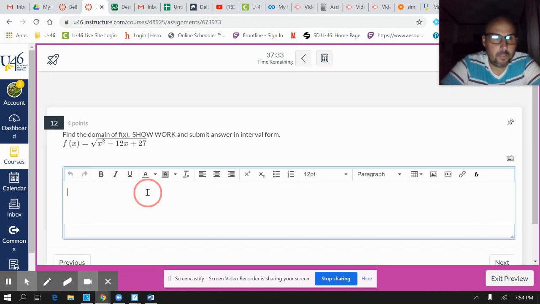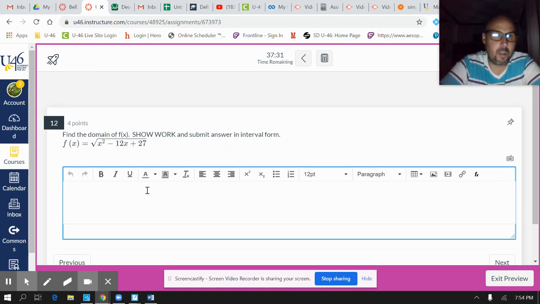Number 12 was a good domain problem. Find the domain of this. It says show work, so I was very happy with people writing down that this has to be greater than or equal to 0. That's true. I would please write that down to convince me that you know what's going on. That's correct, because you can only take the square root of a number that's 0 or bigger. And then that factors into x minus 9, x minus 3, which has to be greater than or equal to 0.